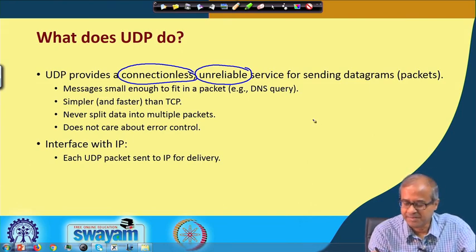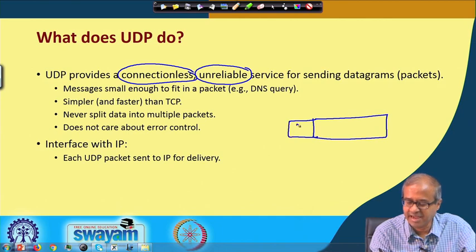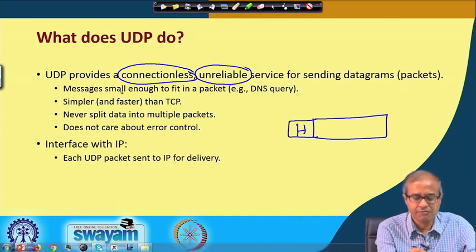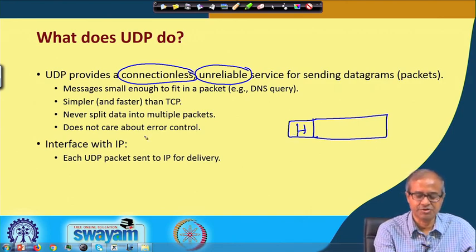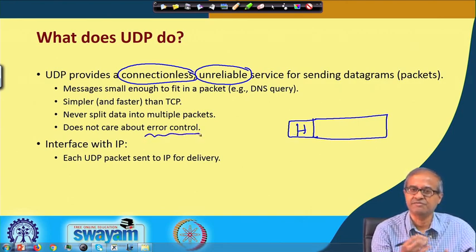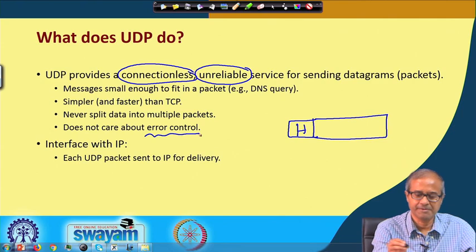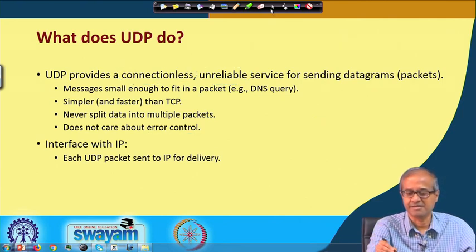You see, as I told you, with each data some headers get added. For UDP the header is small, for TCP the header is much bigger. That is one way you can understand why it is faster. And it does not care about error control. If there is an error, let it be. Some packets are lost, fine. So, it does not care about it.